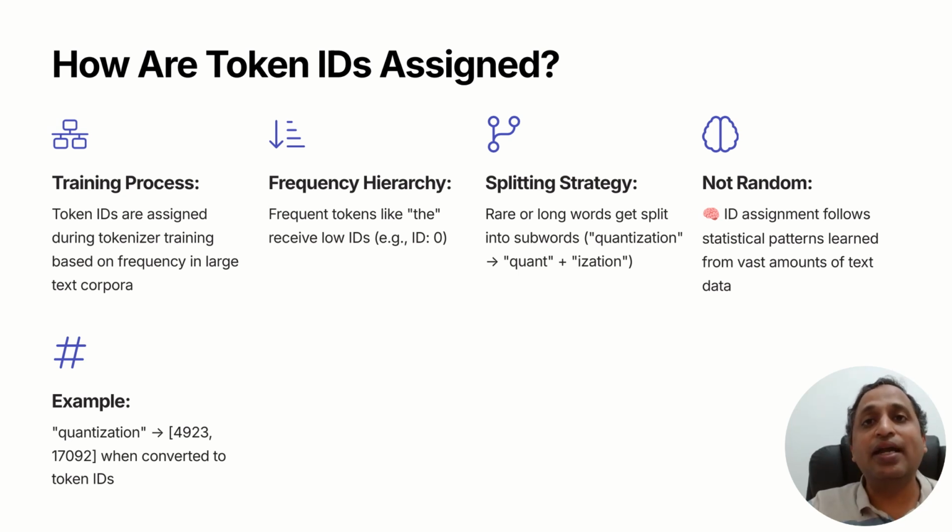Something like "quant" might get an ID of 7698 and "ization" might get an ID of, say, 1728, something like that. Okay. So how does this happen? The tokenizer looks at massive text, identifies the most statistically useful chunks, and builds vocabulary around them. So it follows a statistical pattern, not just some random number assignment. So, to summarize, what we should remember is that the tokenizer builds the model vocabulary. And what is vocabulary? That is the language the model learns.